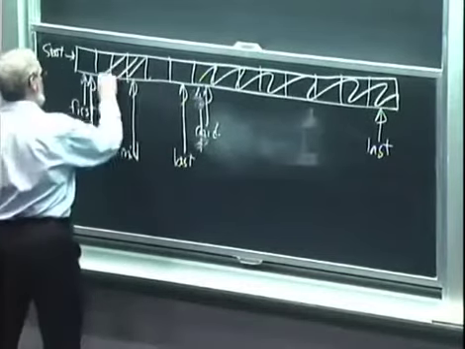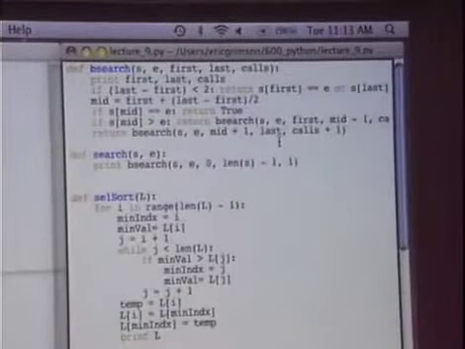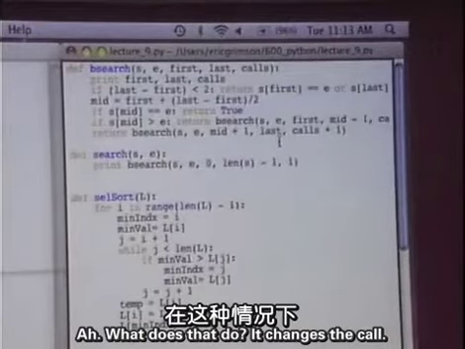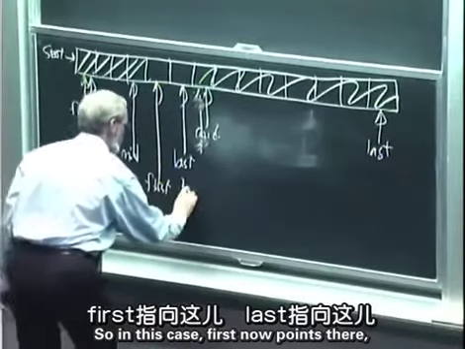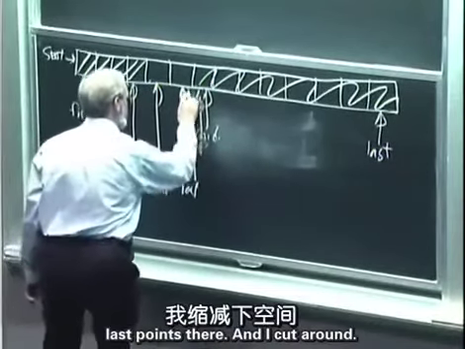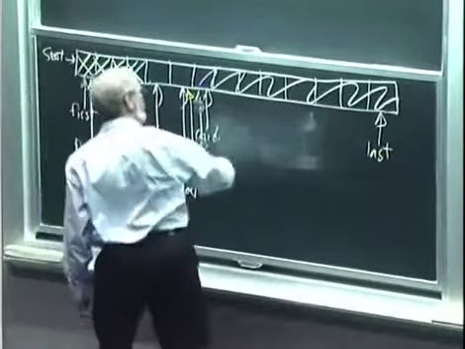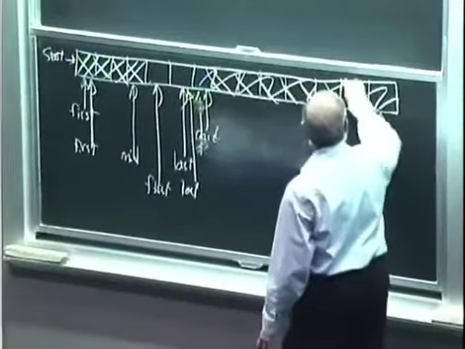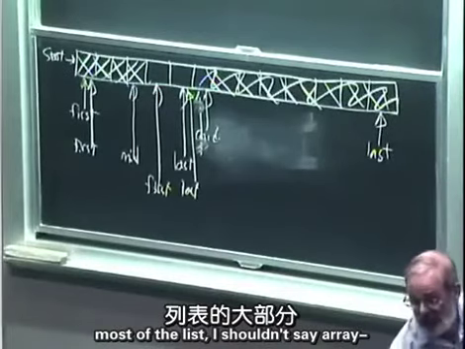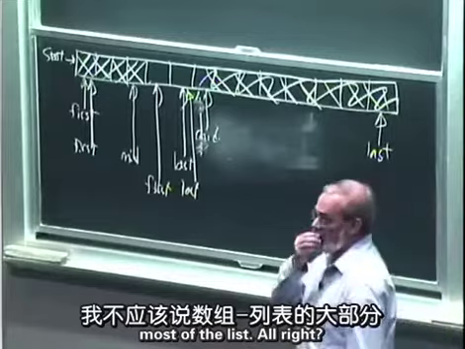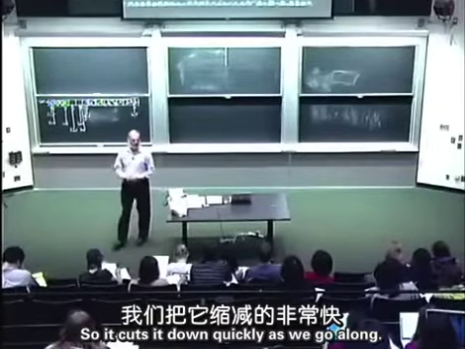Let's assume for sake of argument the thing I'm looking for is bigger than this. In that case, I'm going to throw away all of this, and I'm going to hit that bottom line of that code. What does that do? It changes the call. So in this case, first now points there. Last points there. And I cut around. And again, notice what I've done. I've thrown away most of the list. So it cuts it down quickly as we go along. Okay. That's the basic idea of binary search.